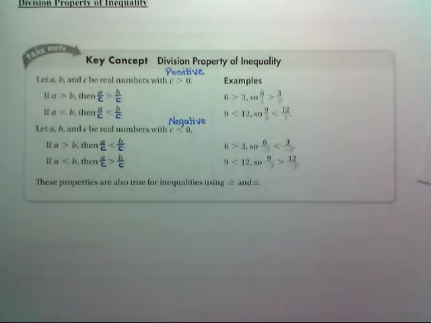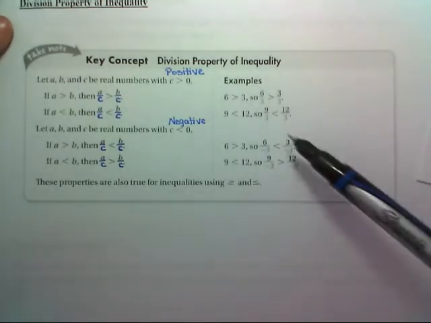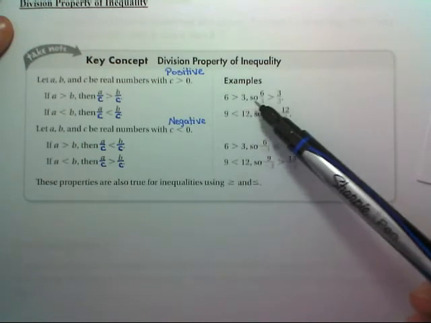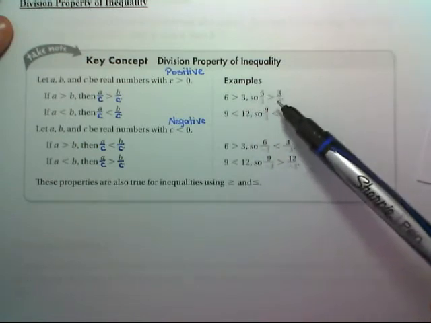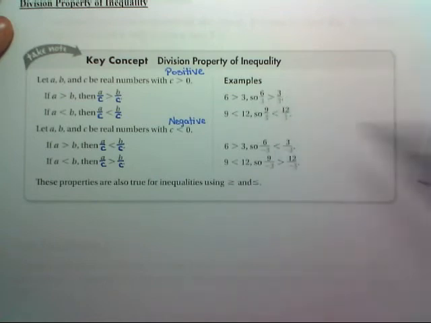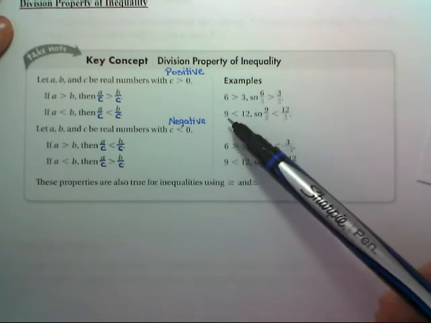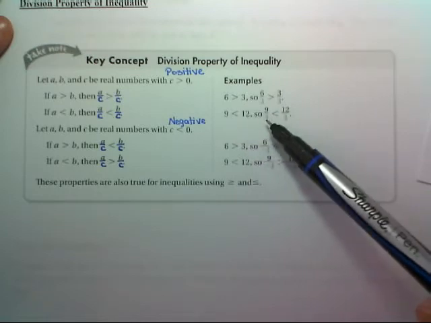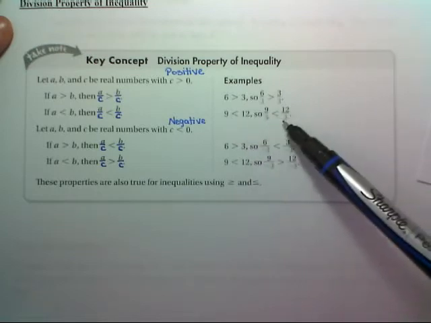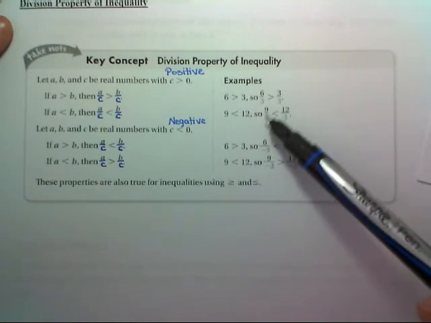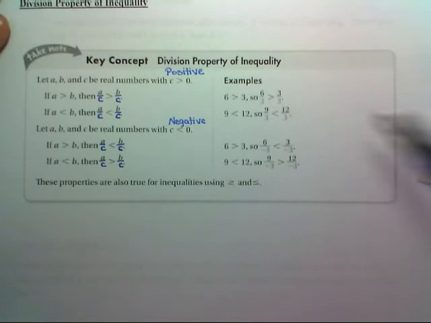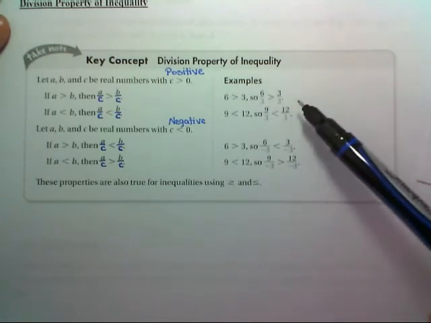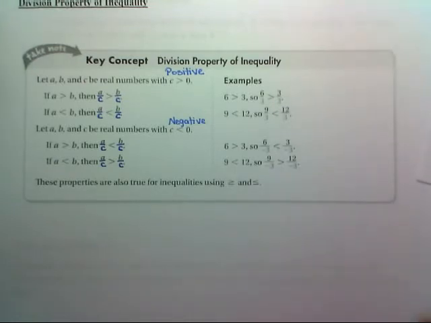This one doesn't actually have a diagram or a visual, but it just gives you some examples. 6 is greater than 3. If I divide both sides by 3, I'm going to get 2 and 1. 2 is still greater than 1. Same thing holds true if it's a less than sign. 9 is less than 12. If I divide both sides by a positive 3, 9 divided by 3 is 3, and 12 divided by 3 is 4. 3 is less than 4. So dividing by a positive number, same thing with multiplication, does not change your inequality symbol.